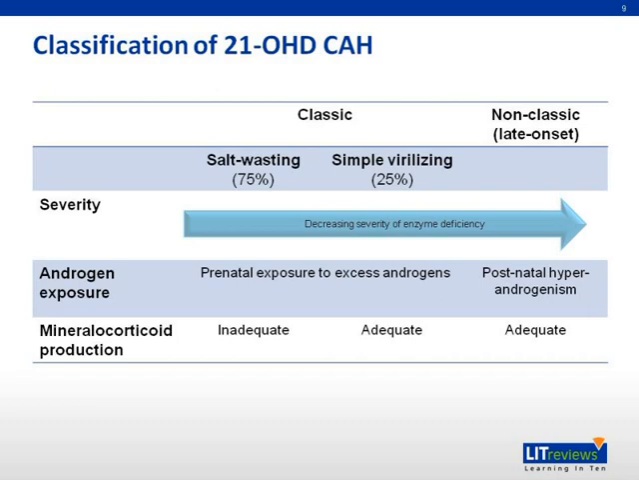CAH is clinically classified into three phenotypes: the two classic forms, salt wasting and simple virilizing, and the non-classic form, also commonly known as late-onset CAH. These phenotypes are a reflection of decreasing severity of 21-hydroxylase deficiency based on the degree to which the mutations compromise enzyme activity. Because the mineralocorticoid pathway requires minimal 21-hydroxylase activity, mineralocorticoid deficiency is a feature only in the most severe form of the disease, the classic salt-wasting form. In the simple virilizing and non-classic forms, mineralocorticoid production is adequate.